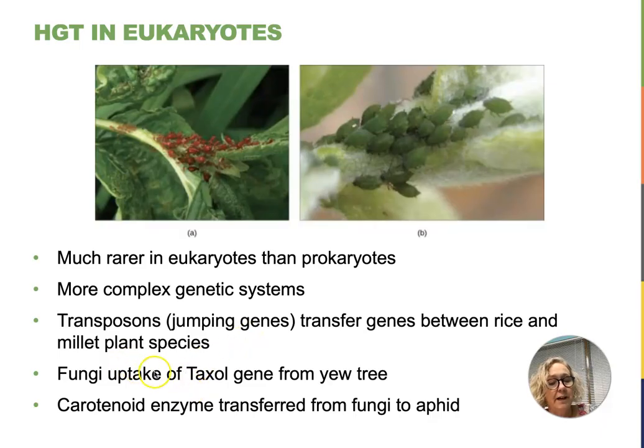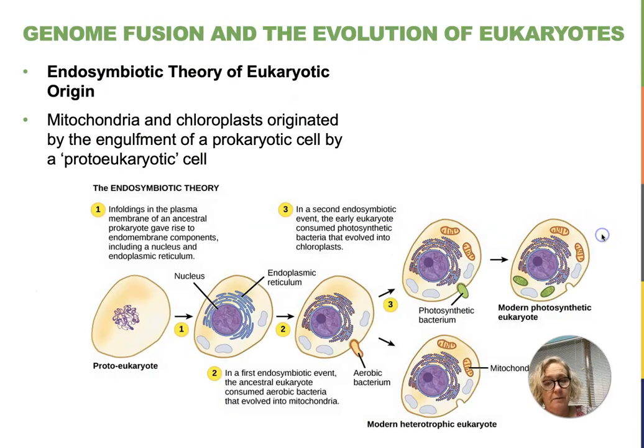Another one can be fungi uptake in the taxol gene of the yew tree. So another fungi that is making this yew tree, I think, resistant. A carotenoid enzyme transferred from a fungi to an aphid. So this is much rarer, but honestly much more interesting. It does happen. Prokaryotes do go through horizontal gene transfer, and we mostly call it transposons.